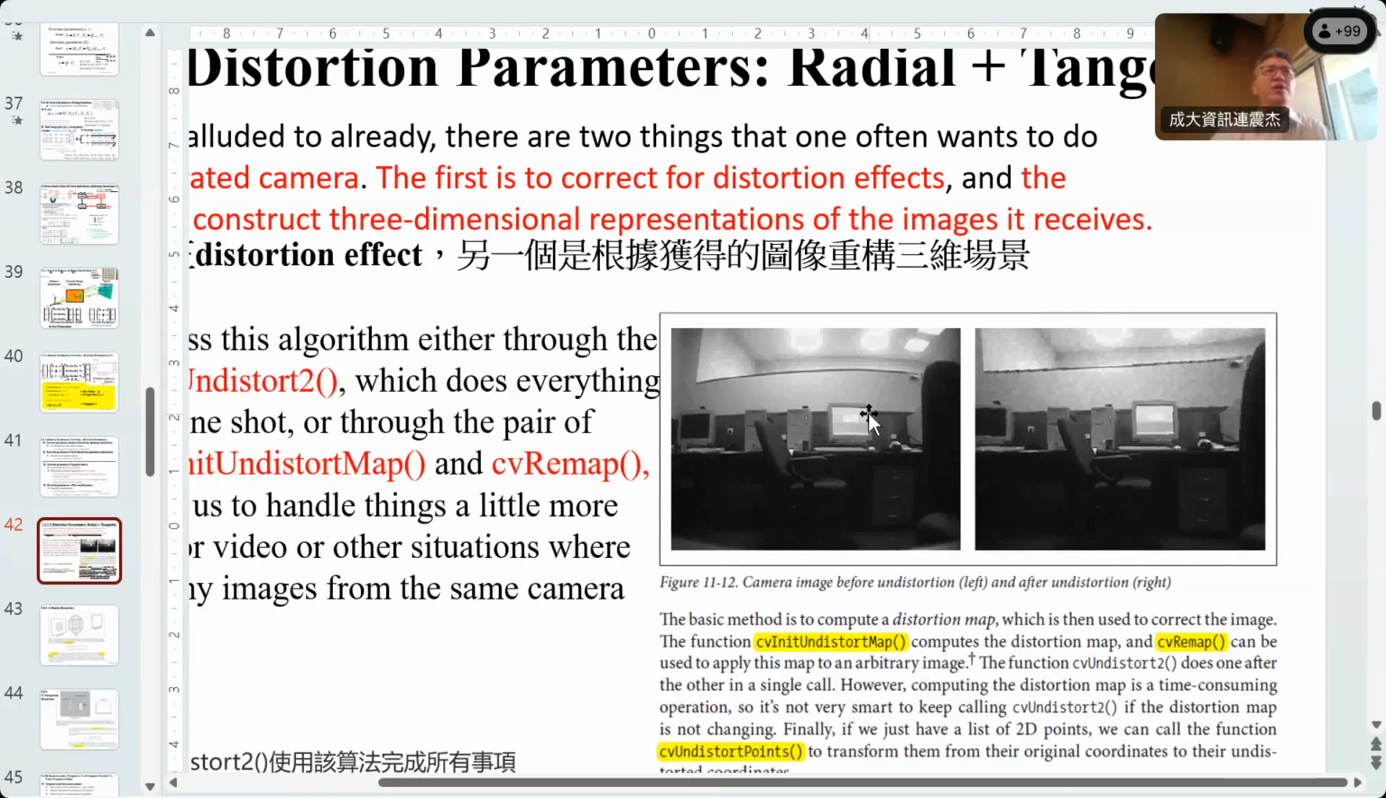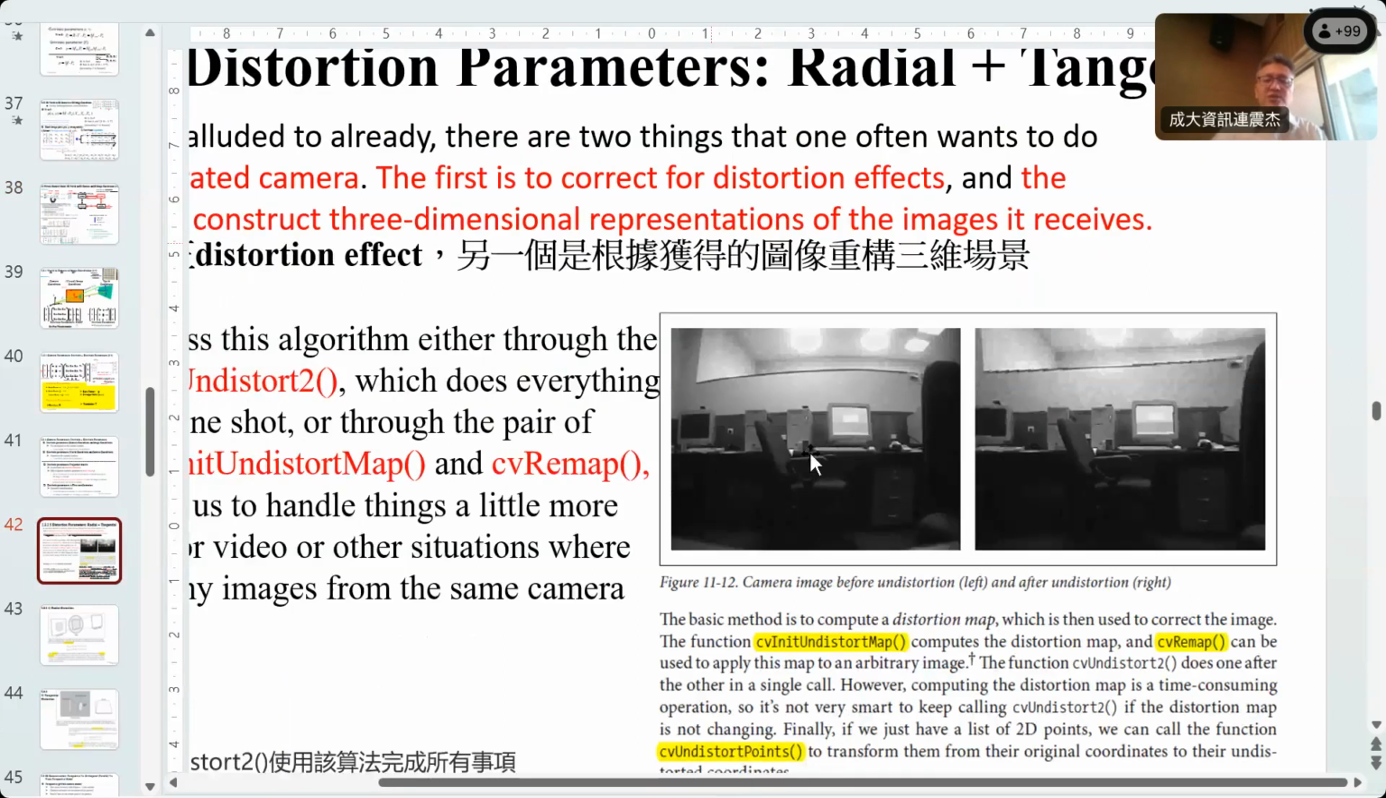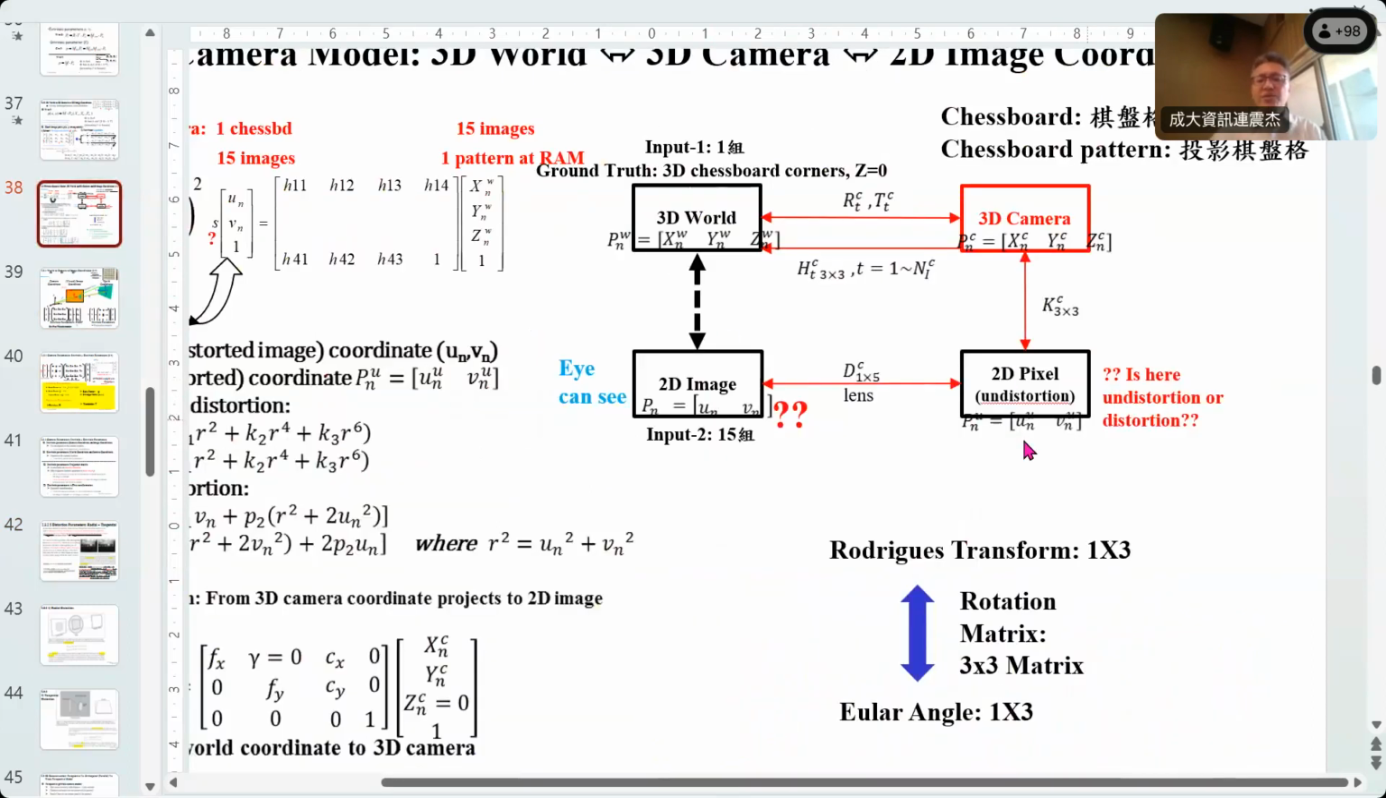Why did it happen? Because the lens will cause the image to be distorted. So this is what you see. Sorry, this is distorted and this is undistorted. This one corresponds to this result. This is what you see, and this is undistorted. But you cannot see this one. Okay. So that one is this one.